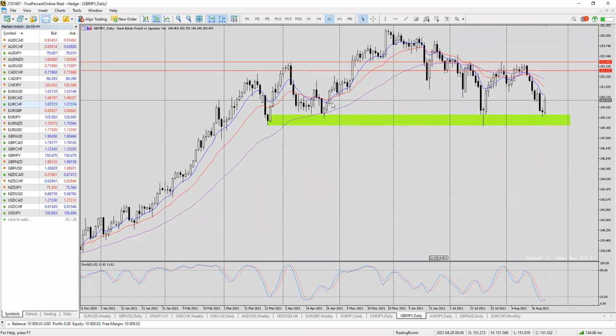Is it forming a head and shoulders pattern? Maybe. If this demand zone is broken, if it closes below it, then definitely we have a potential head and shoulders pattern confirmation, in which case, if pound yen drops below this zone, Jesus, this is a big move.